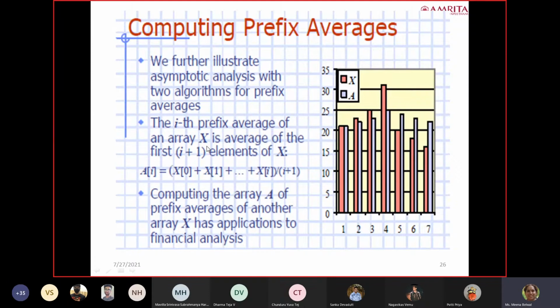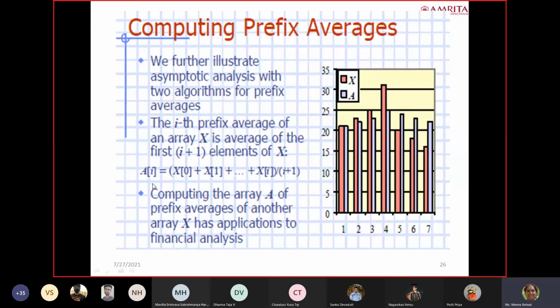So when, let us say, i is 0, now x is an array and a is also an array. So how do you compute a0? a0 is going to be x0 divided by 1. It is going to be the same as the first element of array a. So a0 is going to be x0 divided by 0 plus 1, x0 by 1. So the first element is going to be the same.